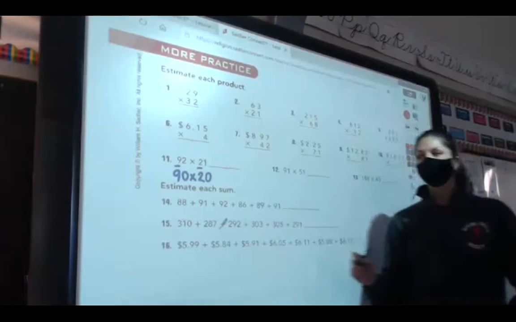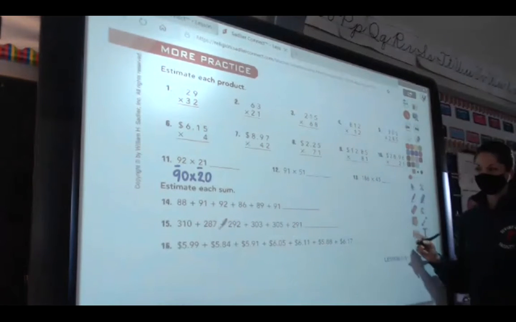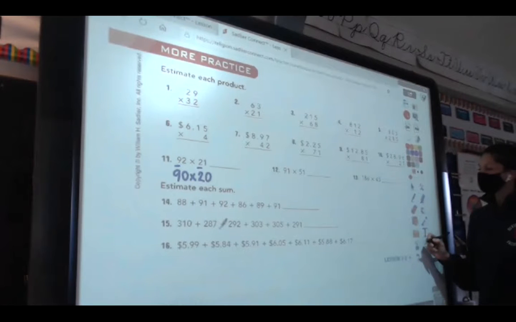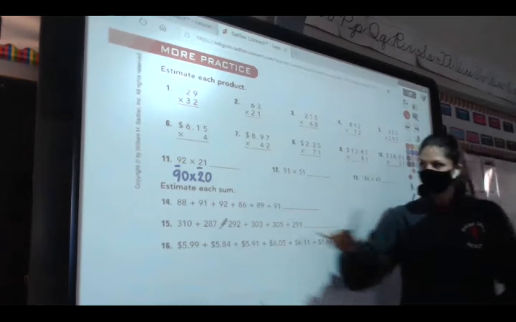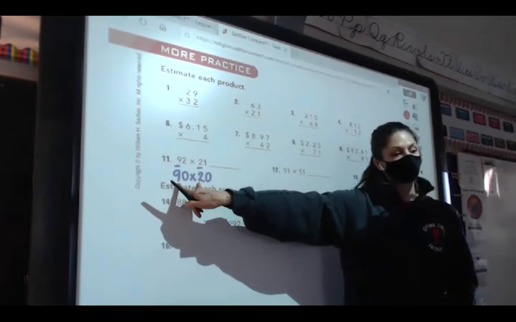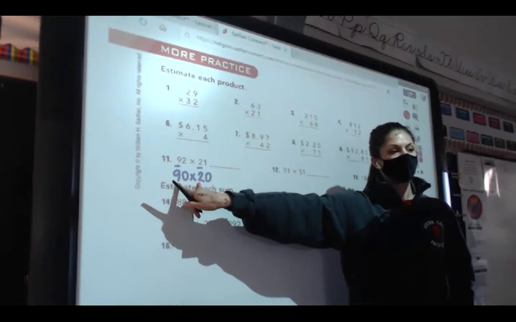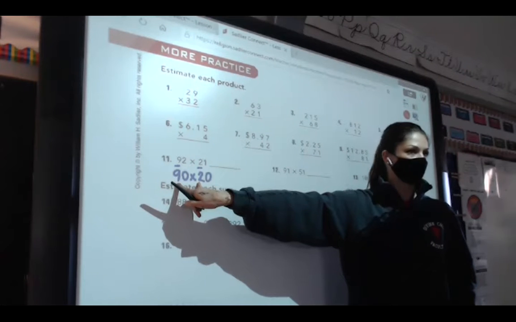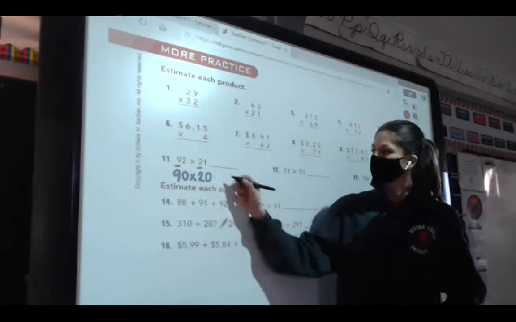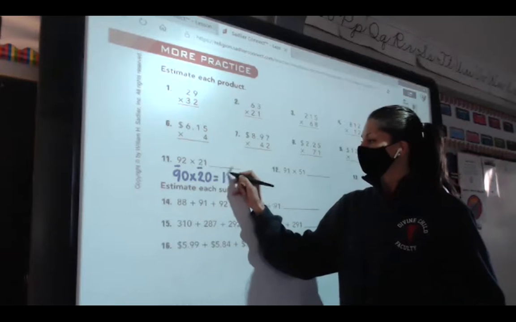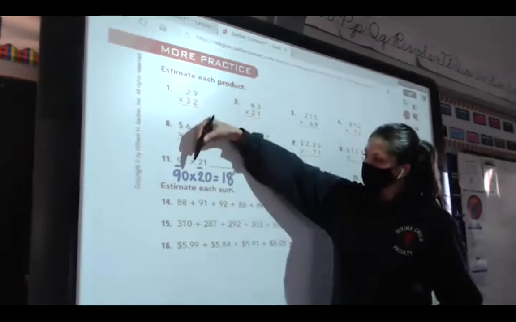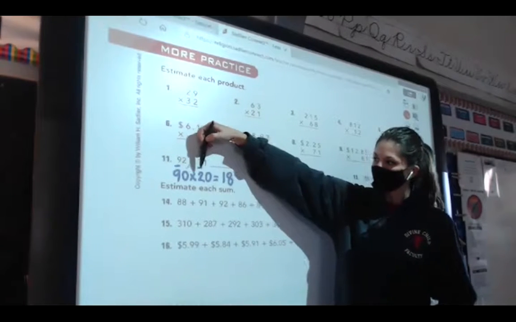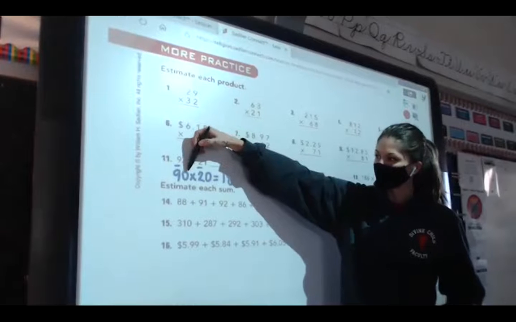Good. So now we have 90 times 20. Do you see the fast fact in there? It's 9 times 2. So if you need 9 times 2, I see people going straight to their times tables chart. That's good. 9 times 2 equals what? 18. How many powers of 10 do you see? I see 2 powers of 10.